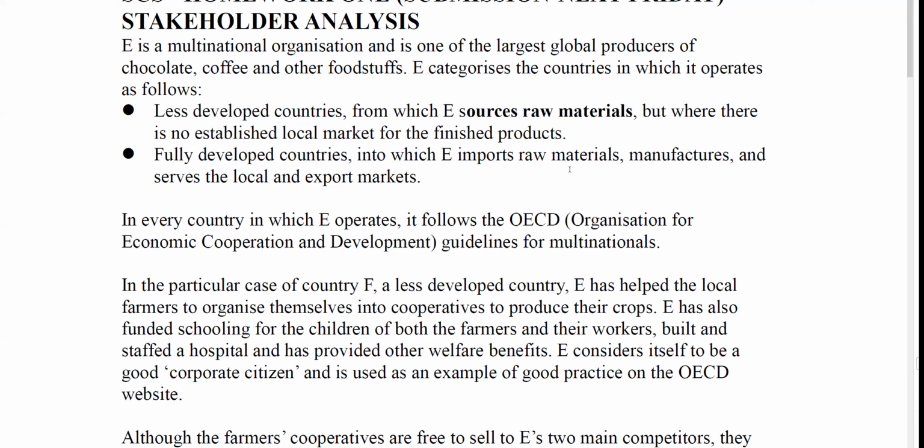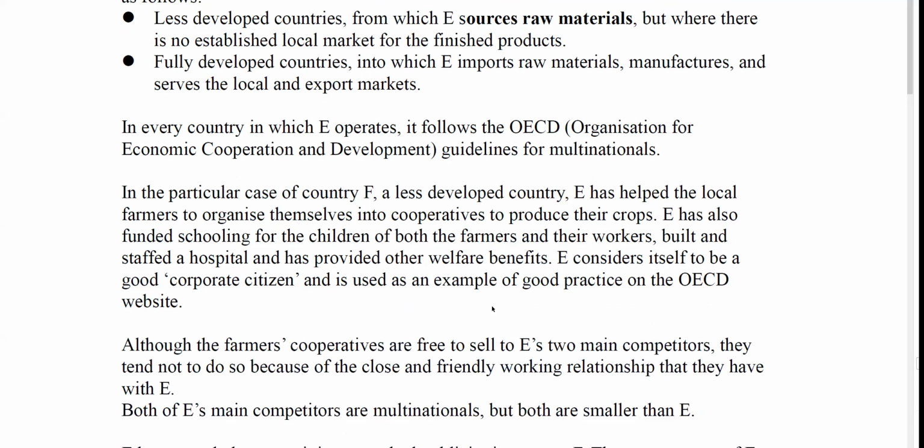In the particular case of country F, a less developed country, E has helped the local farmers to organize themselves into cooperatives to produce their crops. It has also funded schooling for the children of both the farmers and their workers, built and staffed a hospital, and has provided other welfare benefits. E considers itself to be a good corporate citizen, and is used as an example of good practice on the Organization for Economic Cooperation and Development website.